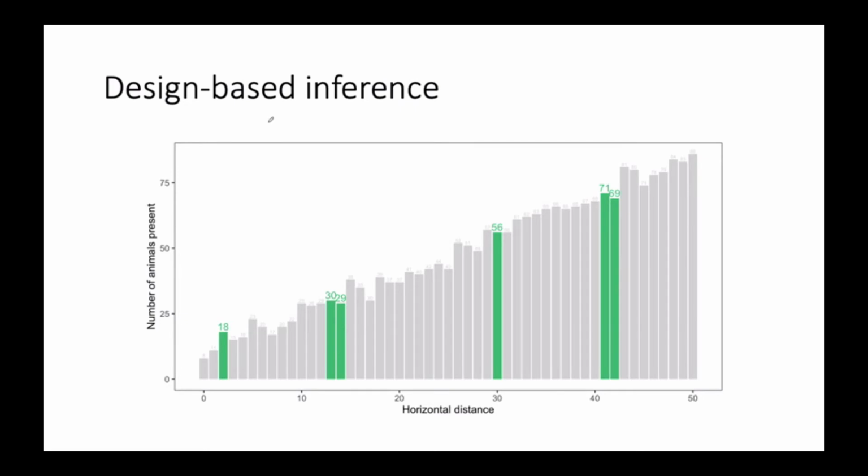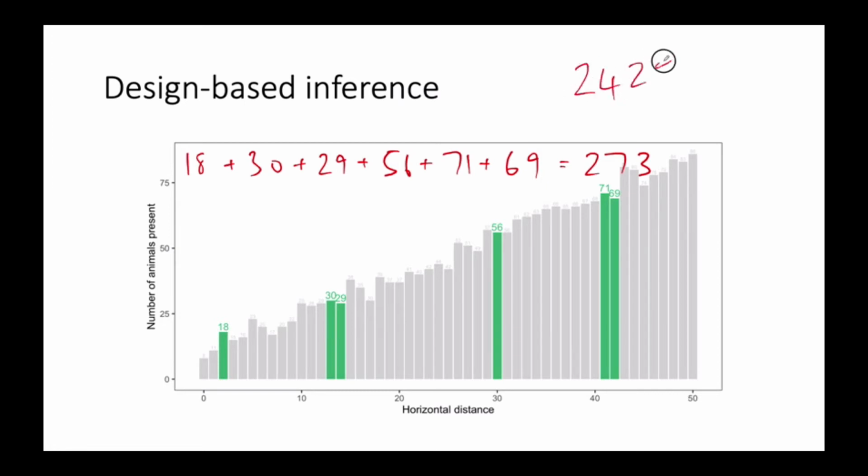If we add up the sample counts across the 6 sites, we get 18 plus 30 plus 29, and so on. That gives us a total of 273 animals across our 6 survey sites. That's obviously a terrible estimate of the total across all 51 sites, which, if you remember, was 2,429. Intuitively, the reason for this is that we need to upweight each of our survey observations to account for the fact that we're only sampling some fraction of the total area.